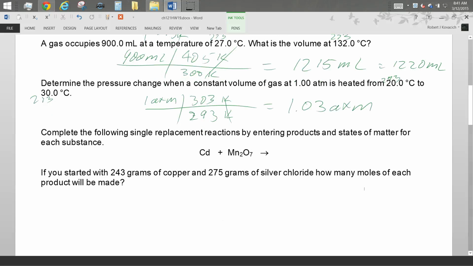Complete the following single replacement reaction entering products and states. Okay, so CdO and an N, and so solid, aqueous. No, that's not going to be aqueous, is it? That's going to be a solid. And then this is going to have to be a solid. I'm going to need a 2 here, and a 7 here, and a 7 there.